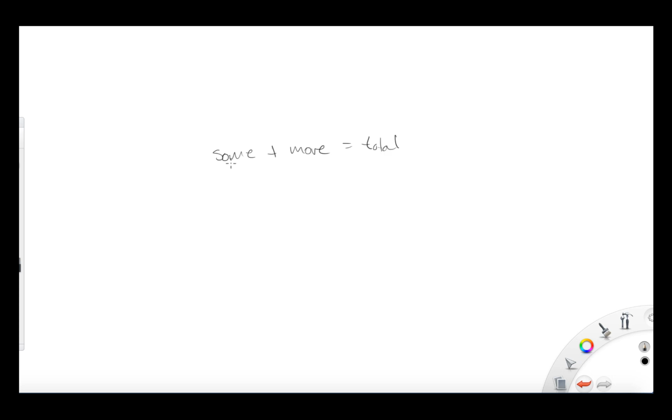All right. So if I have some cookies, let's say I have 5 cookies, and I want 5 more, that equals 10. Essentially, this is the equation that we've just written. Sum plus more equals total. All right, that is not very difficult. Turn the page. Let's see how this looks in an example problem.